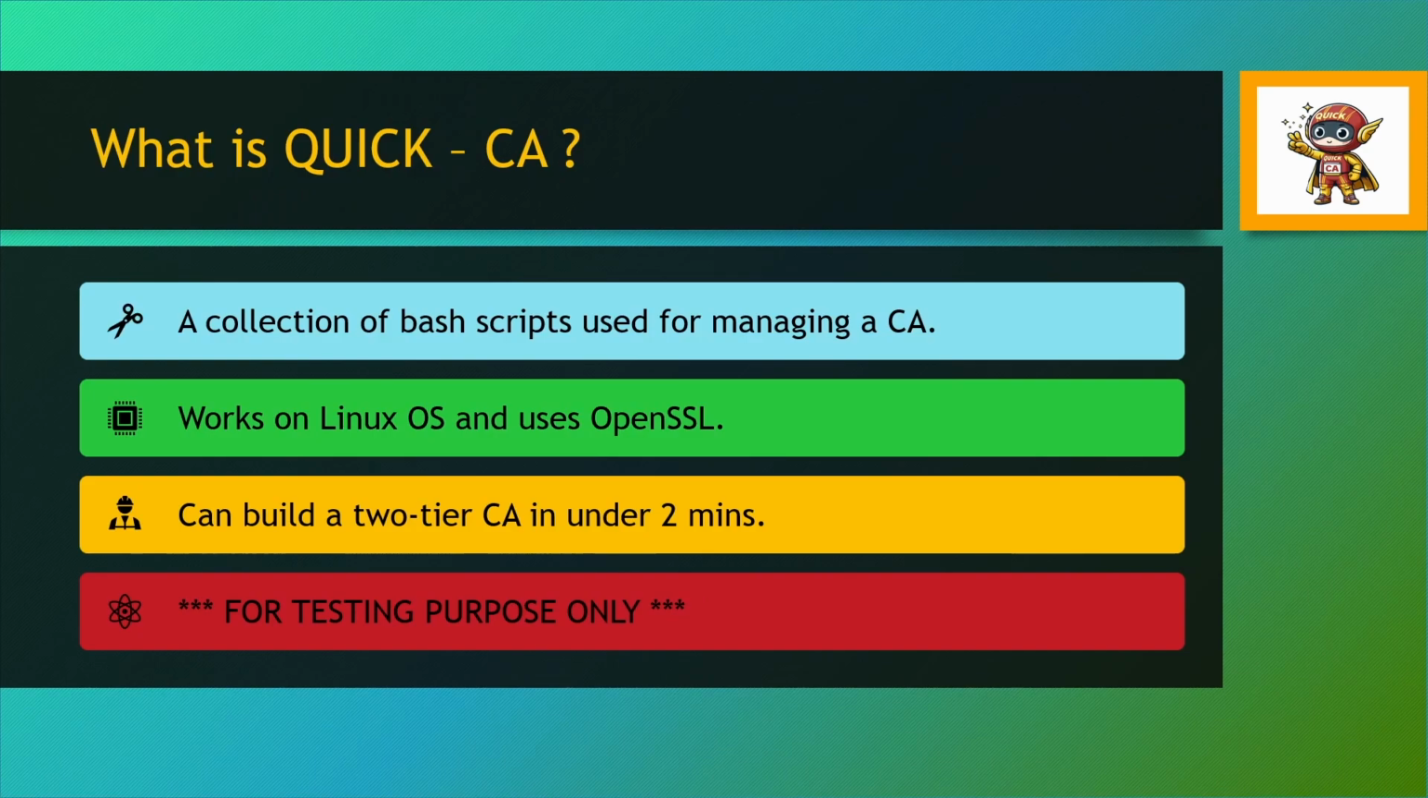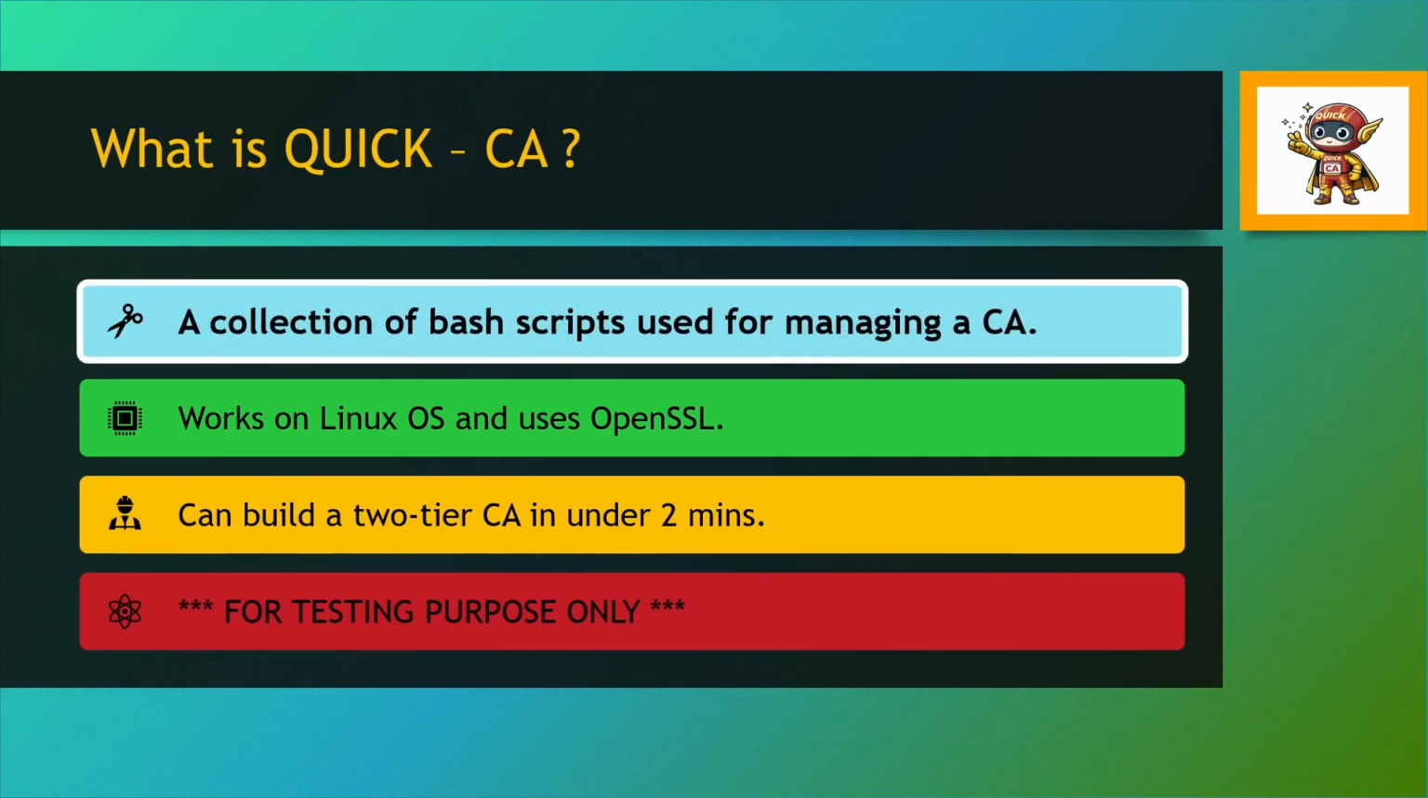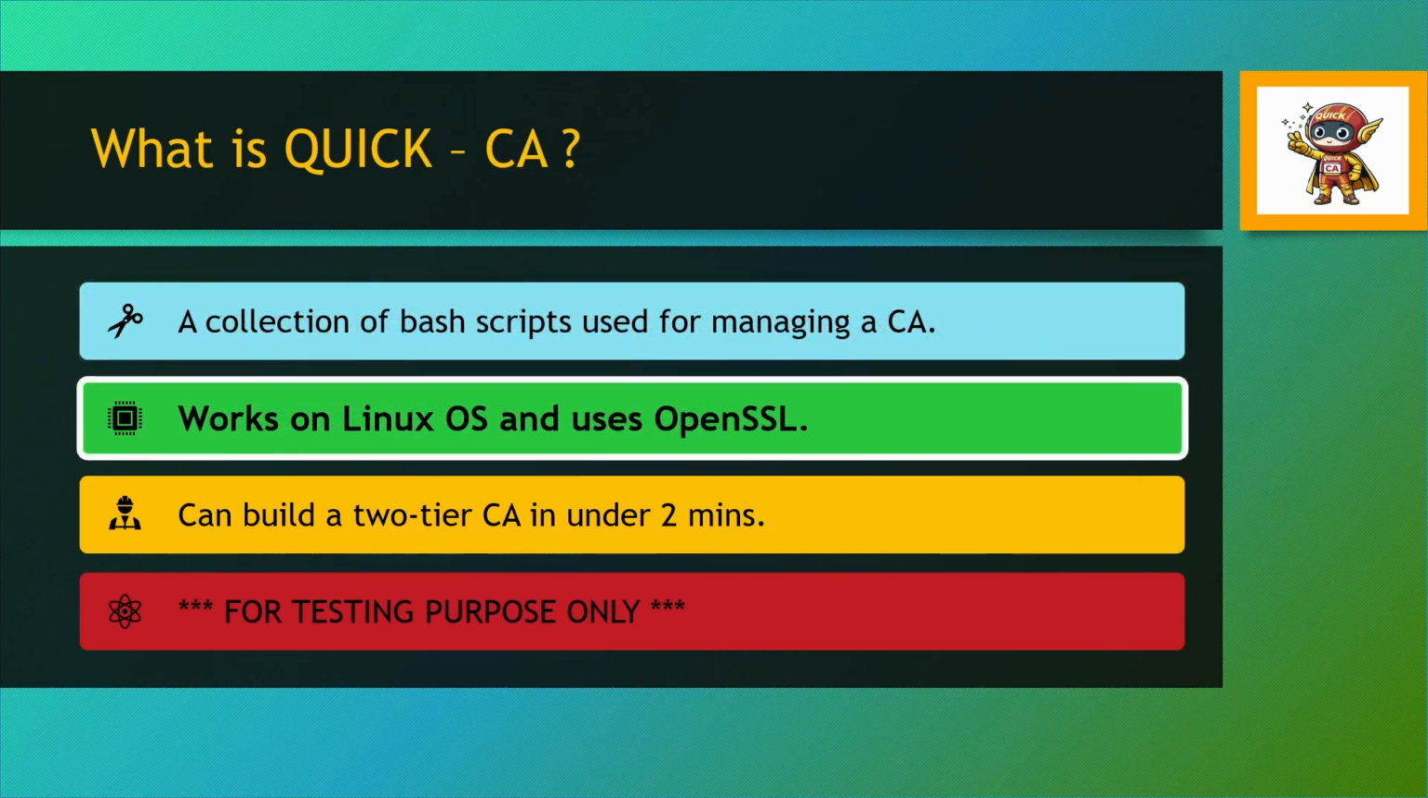Let me quickly cover all there is to know about QuickCA, and then I will show you how to use it. So QuickCA is a collection of bash scripts that allows you to perform various tasks such as setting up a root and issuing CA, signing a certificate request, revoking it, and examining a certificate. As I started writing these scripts on Raspberry Pi OS, they work well on Linux. These scripts require the OpenSSL utility.